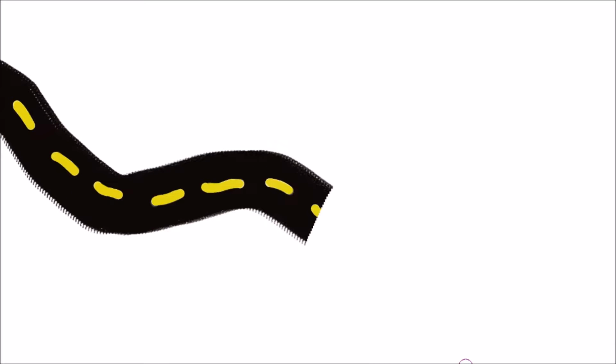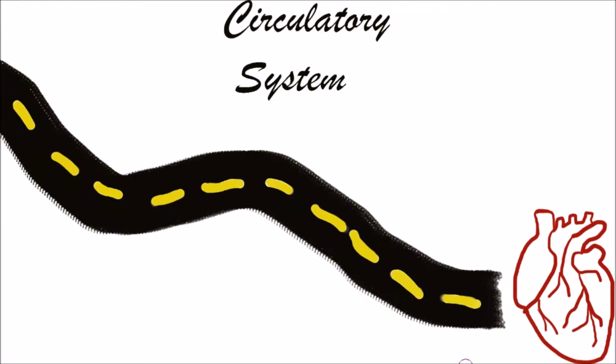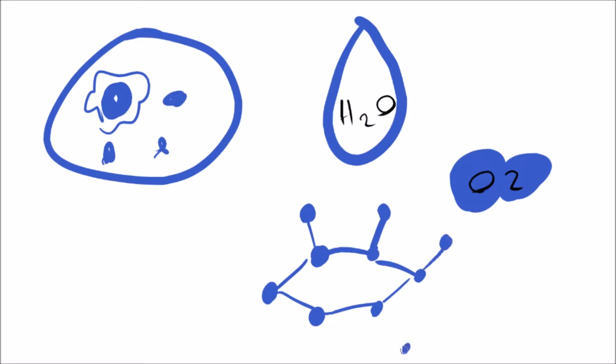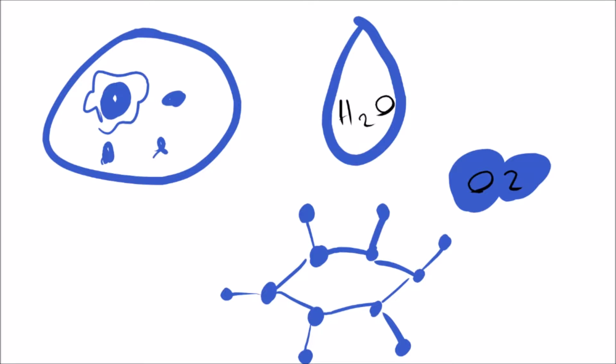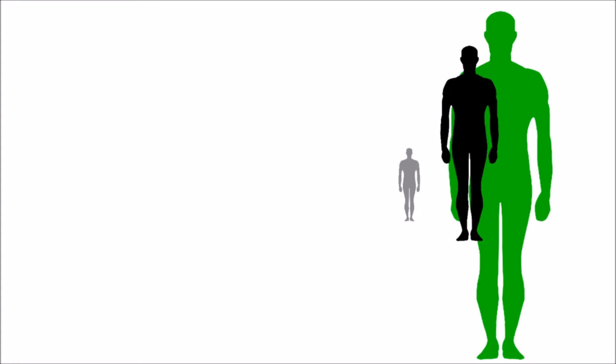Today we are covering the intercellular highway, known as the circulatory system. Cells need many different things to maintain homeostasis. This ranges from organic molecules to water or oxygen for cellular respiration. In a single-celled organism, the cell will get all these things from the environment through diffusion. However, in multicellular organisms, it isn't that simple.